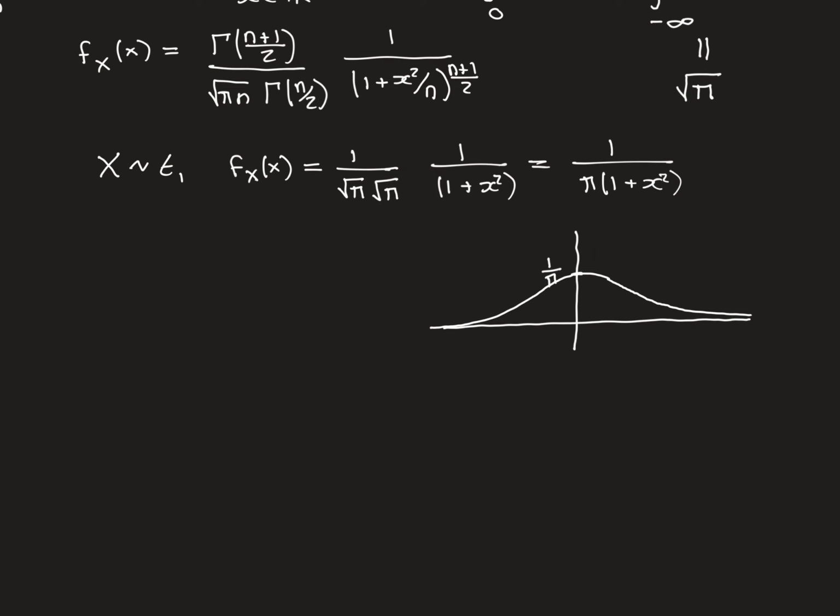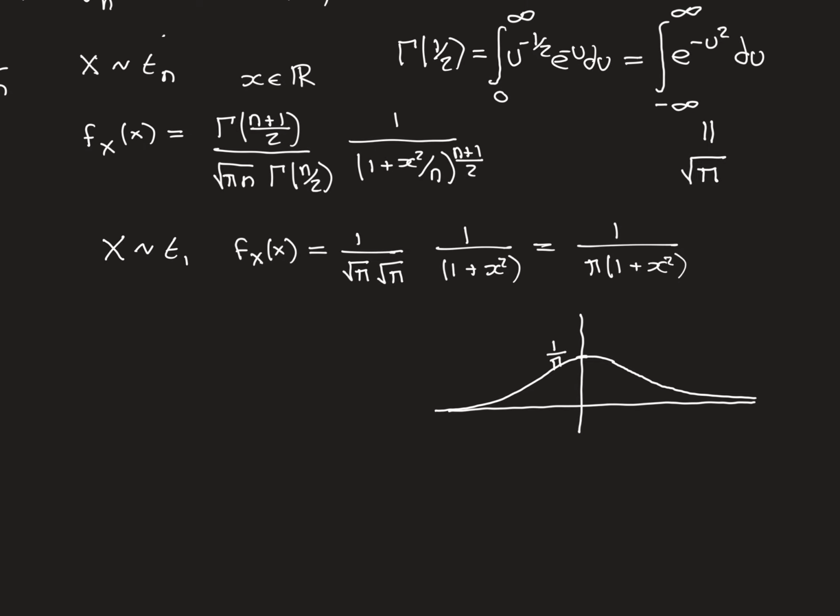And in fact, an interesting fact that I am not about to prove, but something that you should know if you're a keen statistician, is that if you let n tend to infinity, the t-distribution tends to the standard normal distribution. So Tn tends to normal 0, 1 as n tends to infinity.